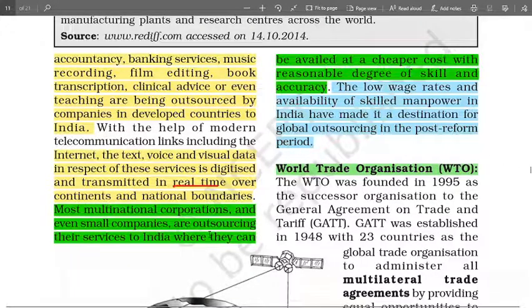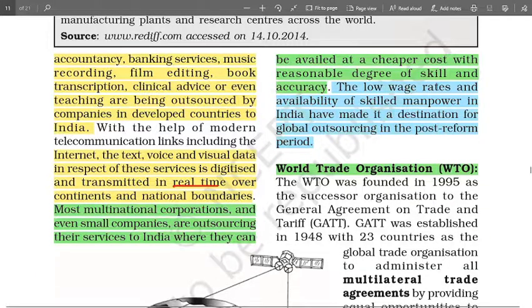So most multinational companies, we call them MNCs in short, and even small companies are outsourcing their services to India where they can be availed at cheaper costs. That's why you look at India. You can pay less to Indians. Because you understand, it's expensive there, even though they pay, it's enough. So for them it's cheap, but for us it's enough. For Indians, the payment that we get is enough. So that's why they look at us. And the reasonable degree of skills we talk about and accuracy, we are good at doing those things. So that's why we've become, like I've told you, one of the outsourcing hubs of the world.